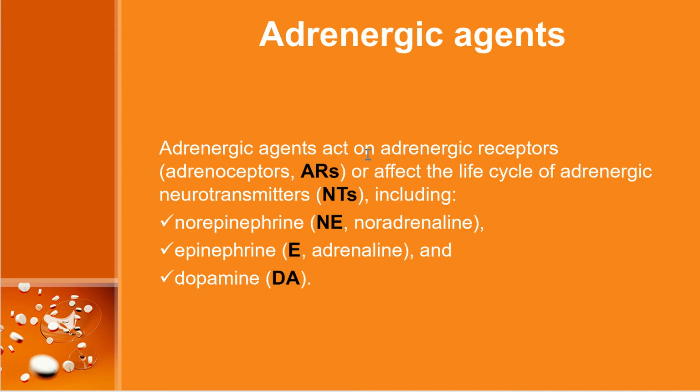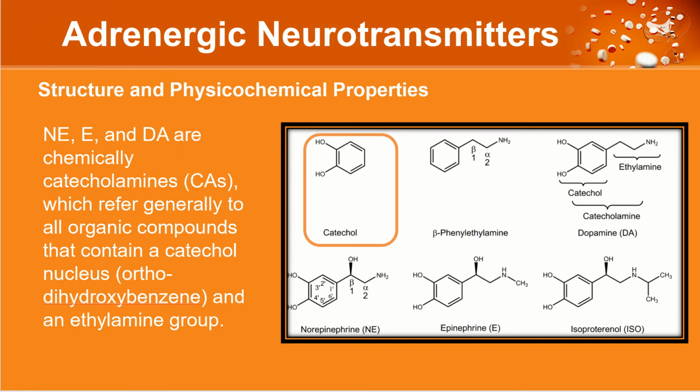So these adrenergic agents act on adrenergic receptors, as we just saw, or affect the life cycle of these adrenergic neurotransmitters, including, as I just mentioned, norepinephrine, otherwise called noradrenaline, right? So throughout the lecture, please note that when you see NE, I refer to norepinephrine or noradrenaline. When you see E, I'm referring to epinephrine or adrenaline. And when you see DA, I'm referring to dopamine. So these adrenergic agents act on adrenergic receptors or affect the life cycle of these adrenergic neurotransmitters.